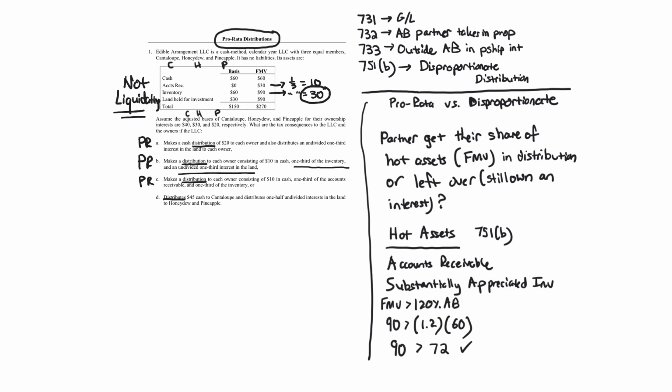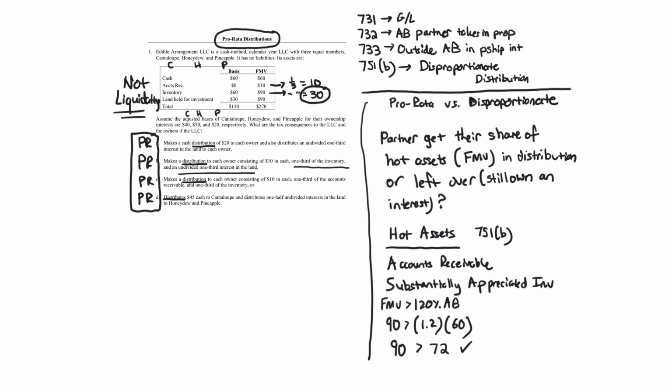Finally, D distributes $45 cash to cantaloupe and distributes 1/2 of the land to honeydew and watermelon. Honeydew and pineapple. Is it still pro rata? Yes. Because they all own 1/3 of the partnership. The partnership is the one that has the inventory and the accounts receivable. So therefore, it's still considered 1/3 and 1/3, right? 10 and 30 of each before and after.